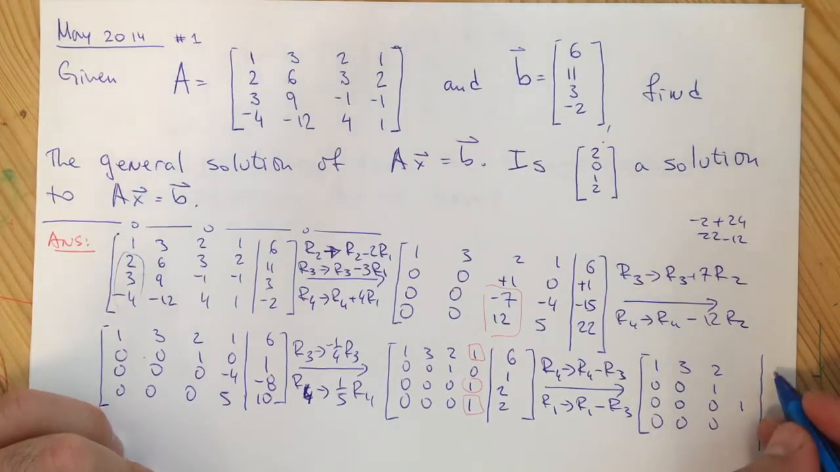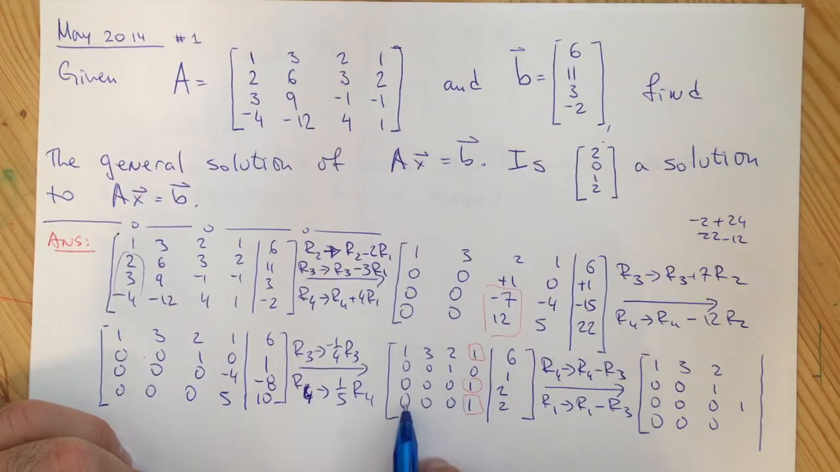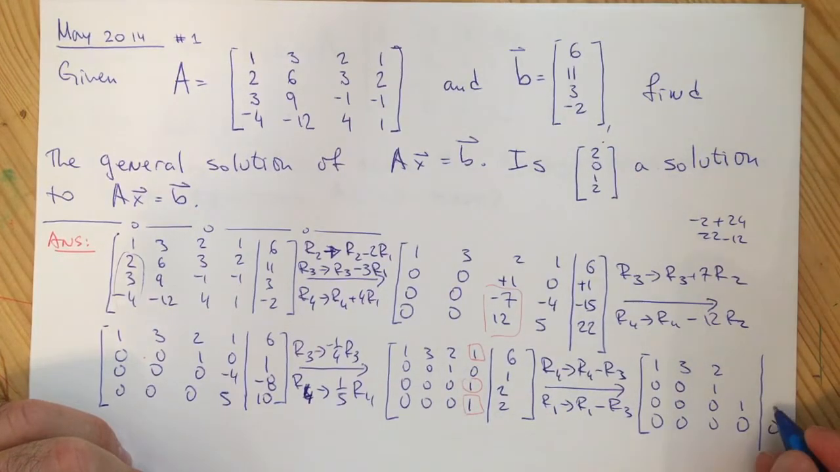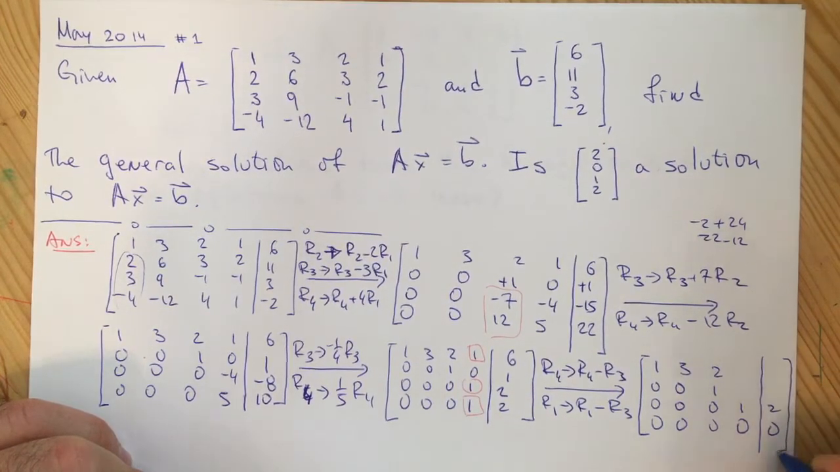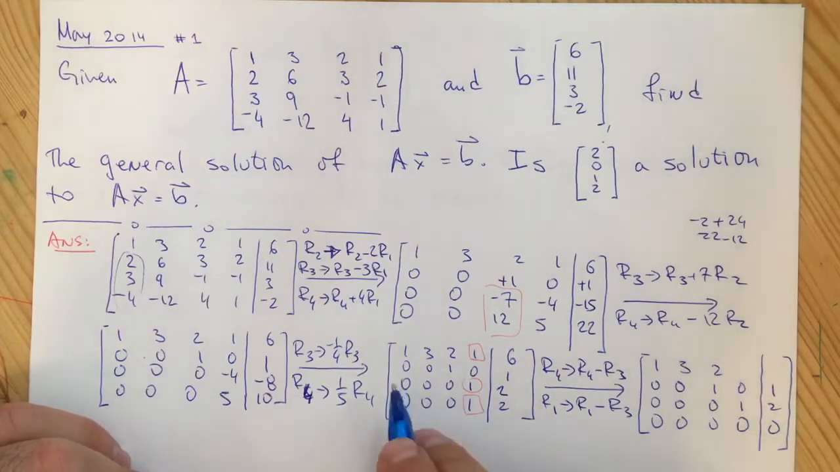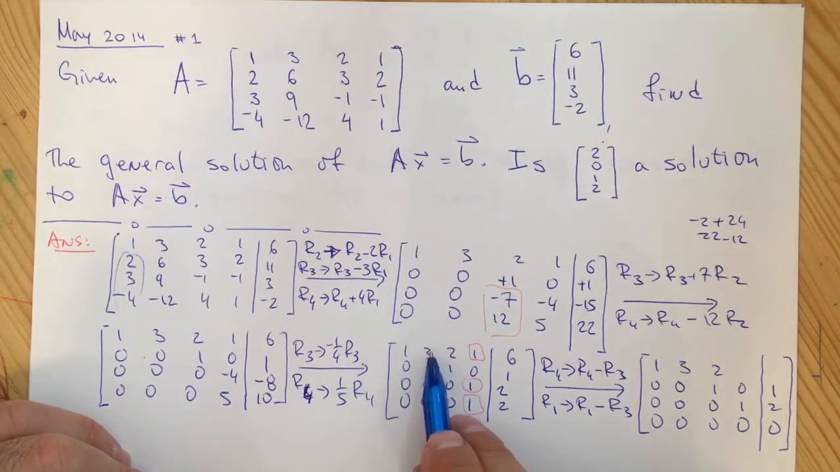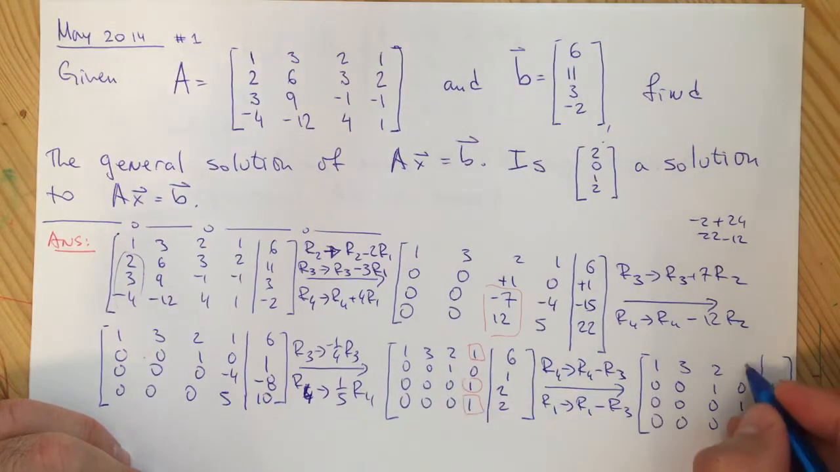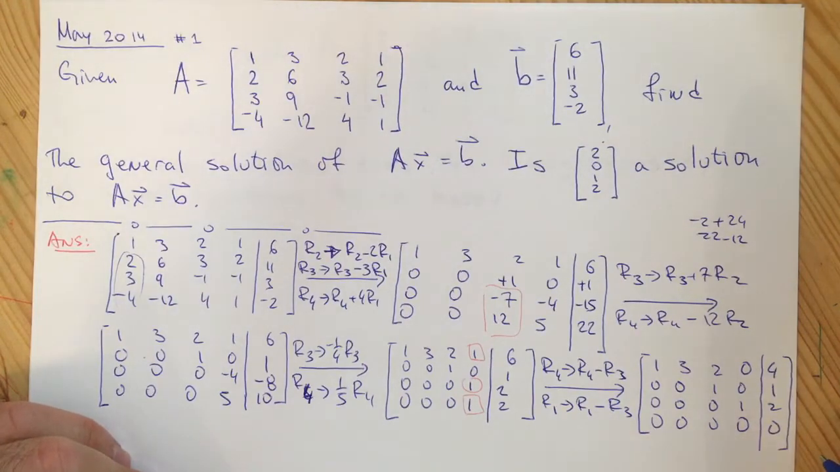Okay, so let's see what we have. So first of all, this one, 0 minus 0 is 0, 0 minus 0 is 0, 0 minus 0 is 0, 1 minus 1 is 0, 2 minus 2 is 0, and here I have 2. The second row, I did not act on it at all, and the first row is 1 minus 0 is 1, 3 minus 0 is 3, 2 minus 0 is 2, 1 minus 1 is 0, and 6 minus 2 is 4.